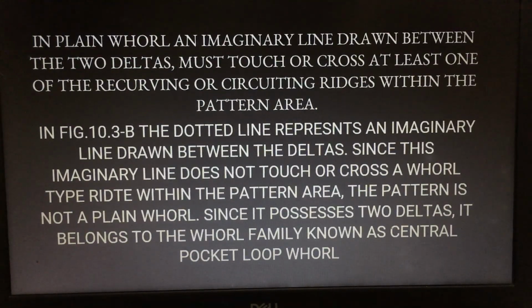So the dotted line represents an imaginary line drawn between the deltas, and since this imaginary line does not touch or cross a whorl type ridge within that pattern area, the pattern is not a plain whorl, even though it possesses two deltas. It belongs to the whorl family known as central pocket loop whorl.